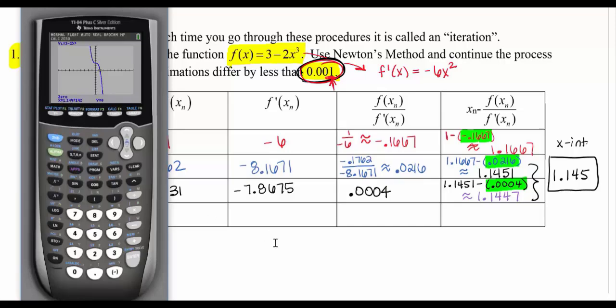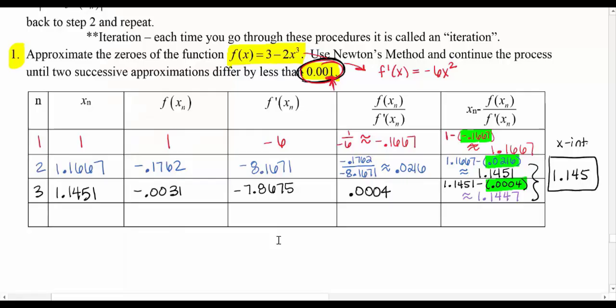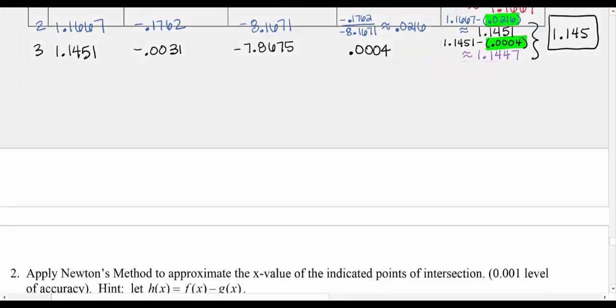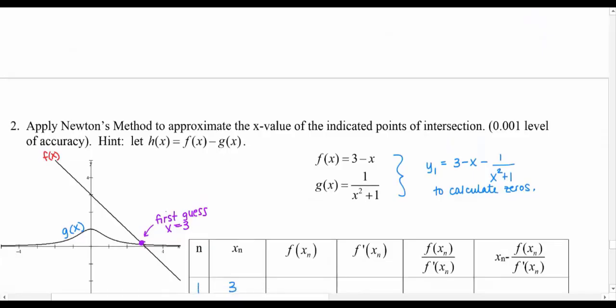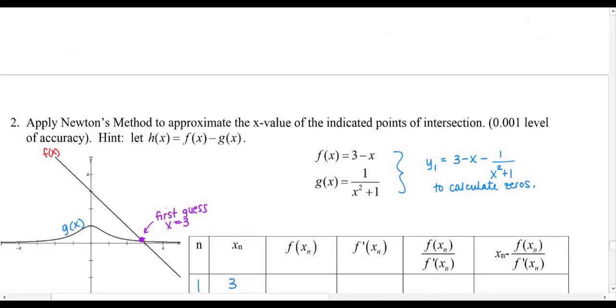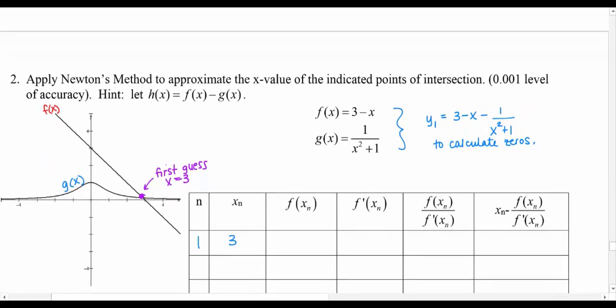So Newton's method works. So let's do this again and see how we can use Newton's method to find intersection points. We're going to apply Newton's method to approximate the x value of the points of intersection, again with the same level of accuracy. One thing that is important to note is you do still need to get a first guess, right? So my first guess is going to be approximately that they're intersecting at x equals 3.